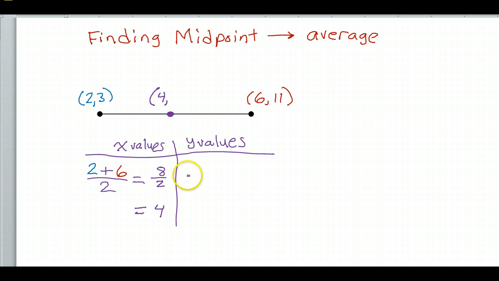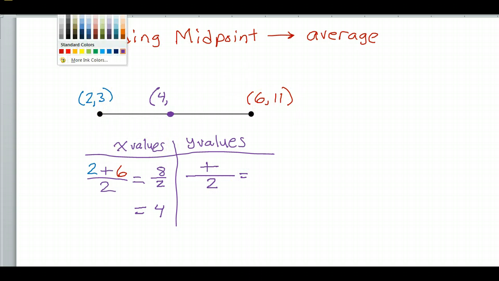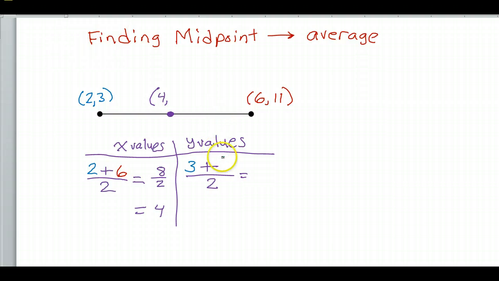Now we're going to do the same thing with the y values. Okay, but the y values are 3 and 11. So if we do 3 plus 11 divided by 2, that's going to be 14 divided by 2, which of course is 7. So that gives us the y value of our midpoint. Okay, so that's how we would find that the midpoint is 4, 7.